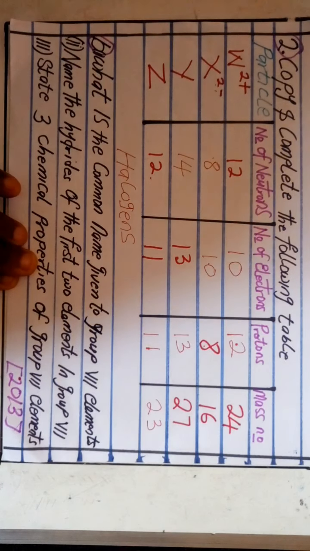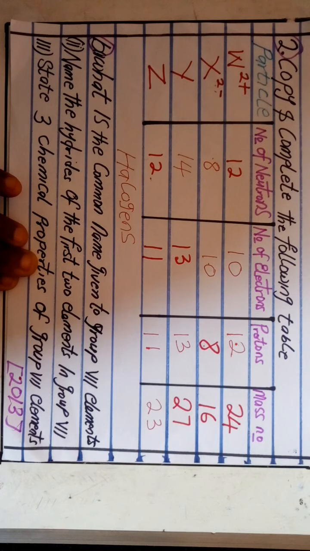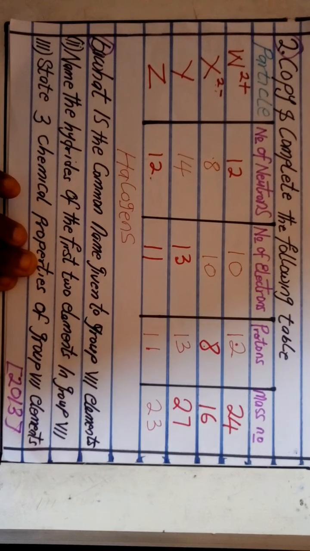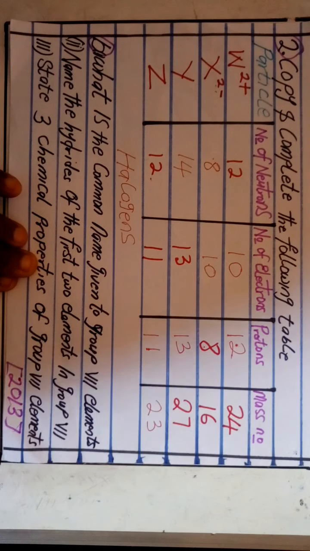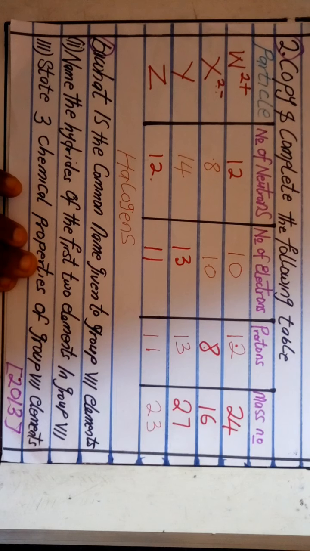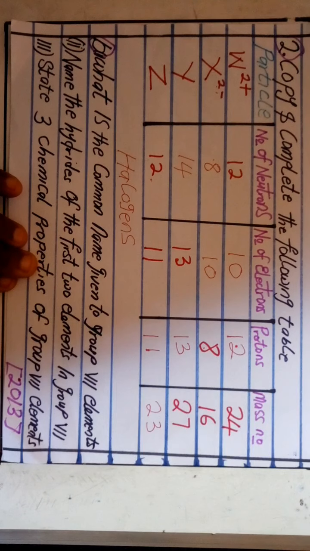Then, name the hydrides of the first 2 elements in group 7. When you say hydrides, hydrogen combines with those non-metals. We say hydrides. So the first 2 elements there, we have fluorine, chlorine, bromine, and iodine. So the first 2 elements are fluorine and chlorine.